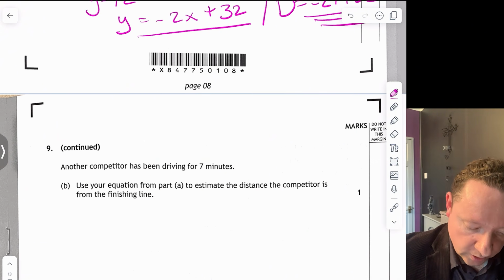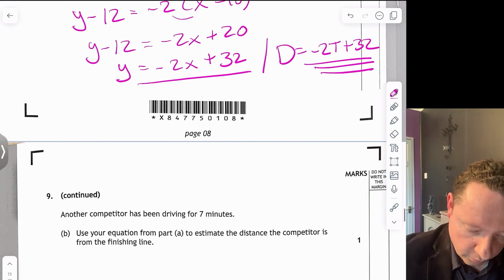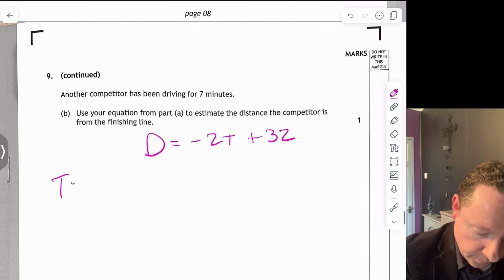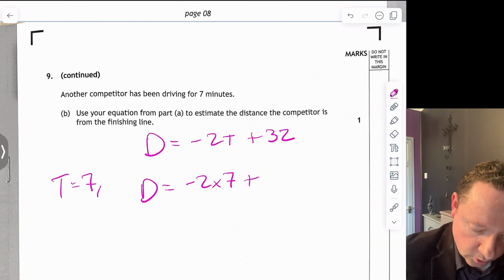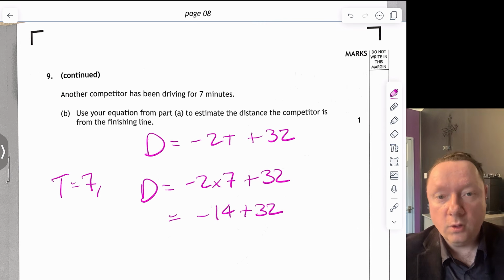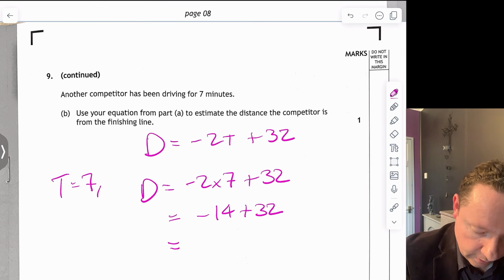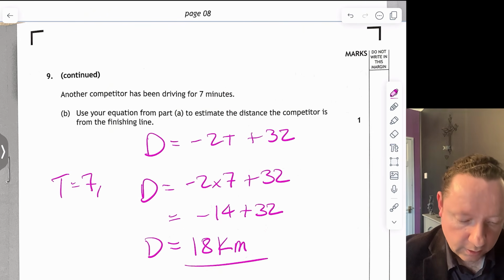Another competitor has been driving for 7 minutes. Use your equation to estimate the distance the competitor is from the finishing line. So I've got D, remember, is minus 2t plus 32, and they're telling me that t equals 7. So that means that D equals minus 2 times 7 plus 32. That's minus 14 plus 32, so I need to do 32 minus 14, which is 18. 18 kilometres. Get your units in there. That is kilometres, isn't it?